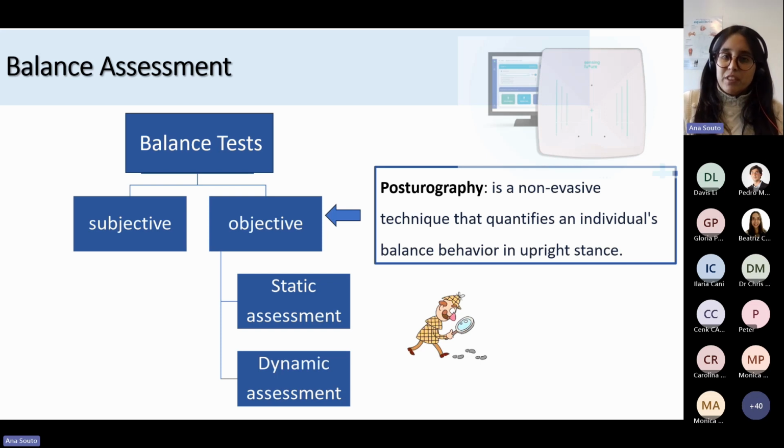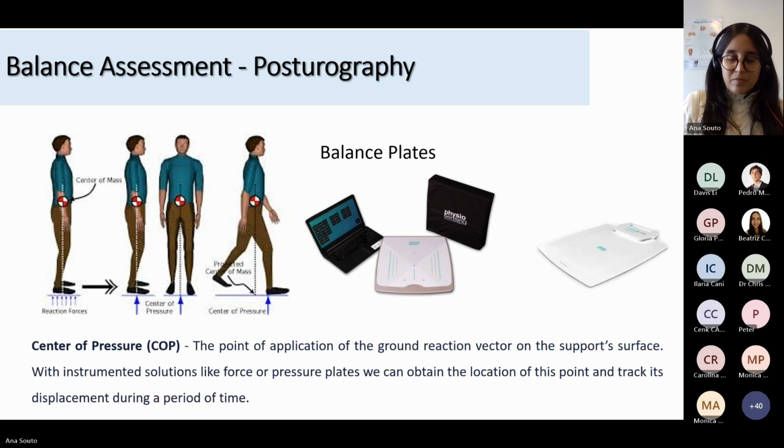Posturography is a way of assessing balance. It's a non-invasive technique that quantifies an individual's balance behavior in the upright stance. It can be done statically and dynamically. So statically, without any external disturbances, or dynamically, during specific voluntary movements, or using dynamic platforms. Okay, so posturography is seen as the gold standard for postural control assessment.